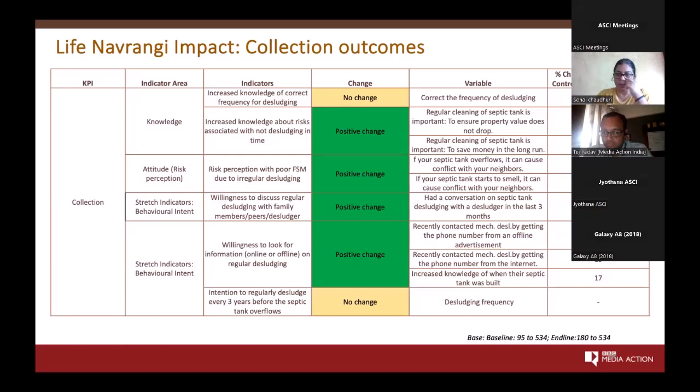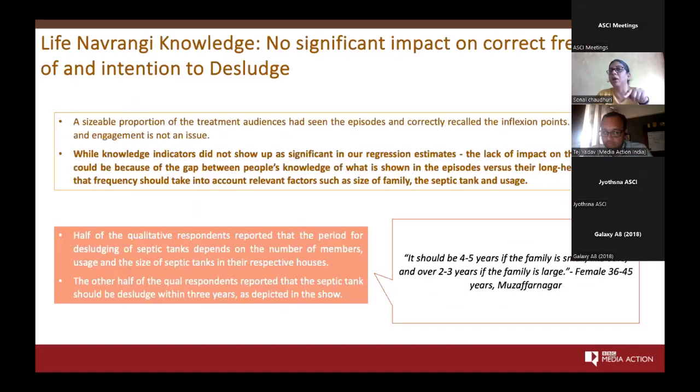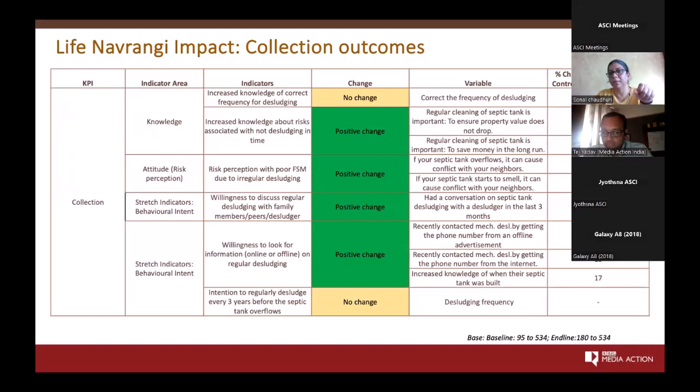Next slide, please. This is the kind of assessment we did for each of our outcomes. No, go back, please. Yeah, this is the kind of traffic light that was generated for each of our collection outcomes.